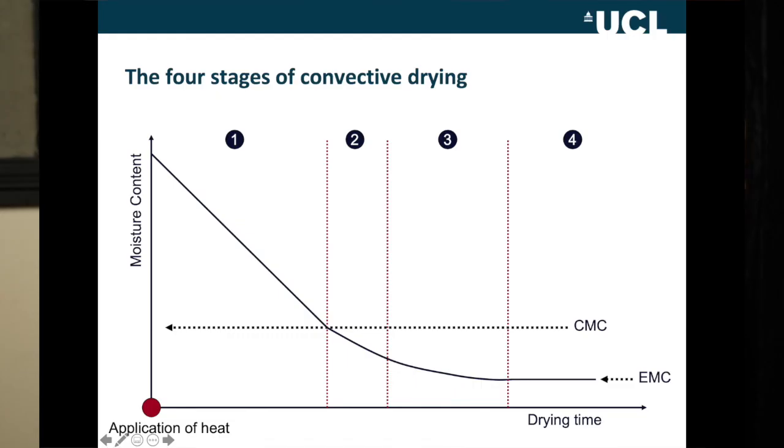The only other thing to say is on that graph there's a little line that says CMC. What is CMC? It's the critical moisture content, and it's the point at which the water loss moves from being linear to non-linear. Okay, so that's just a technical term, but I thought I'd mention it.